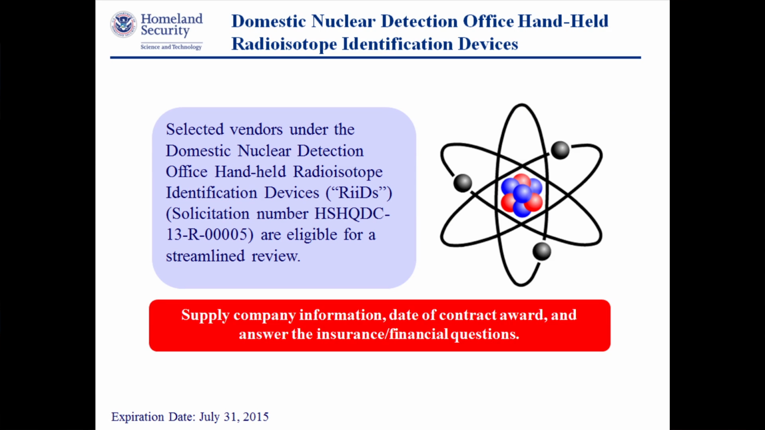DNDO, in addition to the Grader block, has an active procurement for handheld radioisotope identification devices, or RIIDs. Selected vendors under the Domestic Nuclear Detection Office's handheld radioisotope identification solicitation, with the number listed on the screen, are eligible for a streamlined review. So if you're supplying these systems to DNDO under that listed contract, you might be eligible for streamlined review. Again, for all these, remember to give us your insurance and financial information.